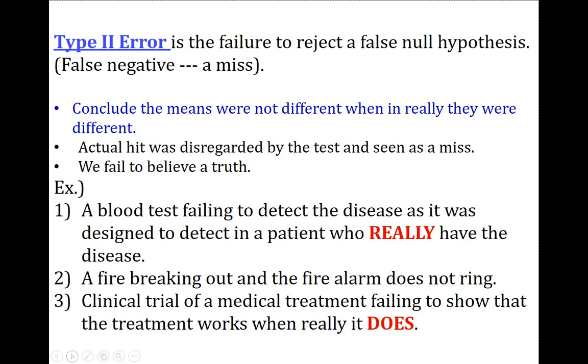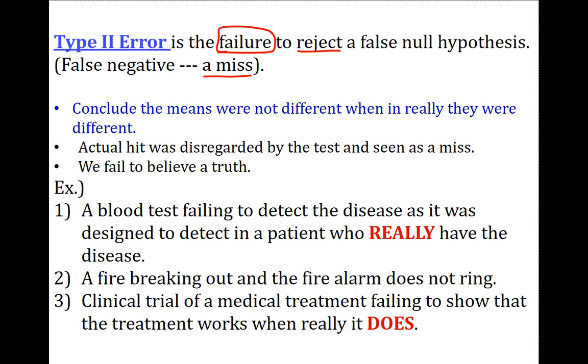A type 2 error. It's the failure to reject. You fail to reject something that should have been rejected. You missed your diagnosis. We conclude that the means are not different, but actually they are. The actual hit was disregarded by the test and seen as a miss. We call this a miss often. We fail to believe a truth.